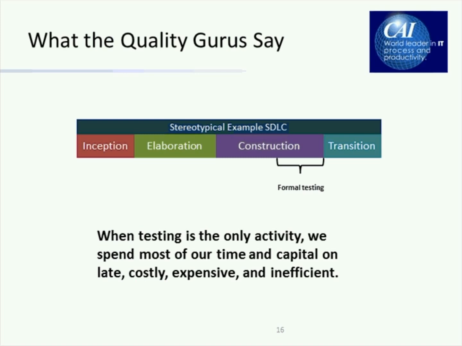So what are the gurus saying? What is Edwards Deming saying, and what is Capers Jones saying to us? And we have a stereotypical example, SDLC, Software Delivery Lifecycle. When testing is the only activity, we spend most of our time and capital, and this is important, time and capital, on late, costly, expensive, and inefficient. So if we're just doing testing, we're doing it late, costly, expensive, and inefficient.